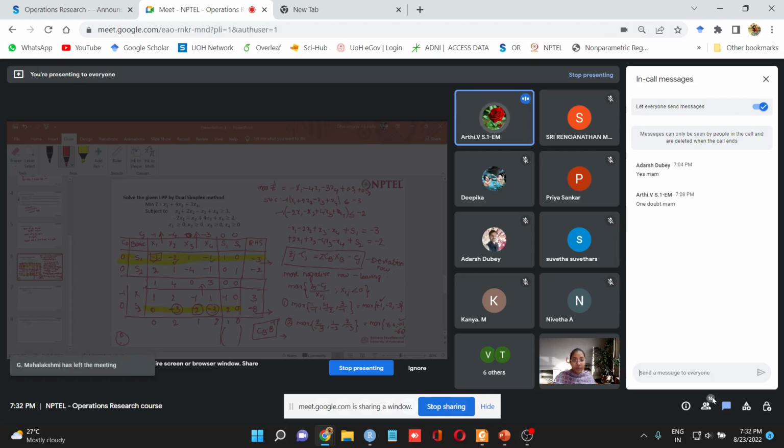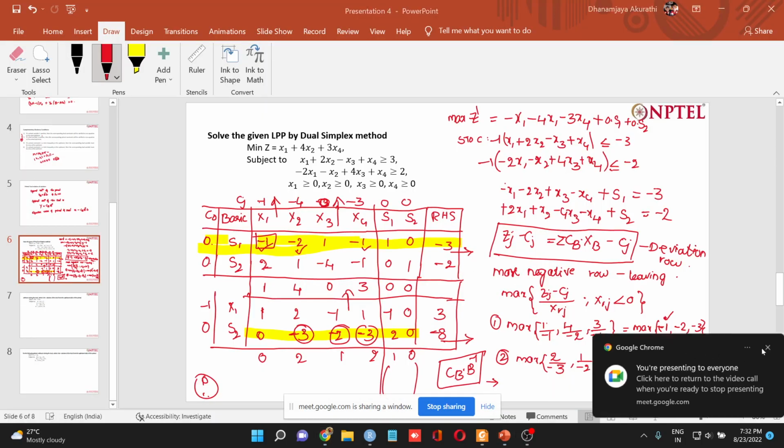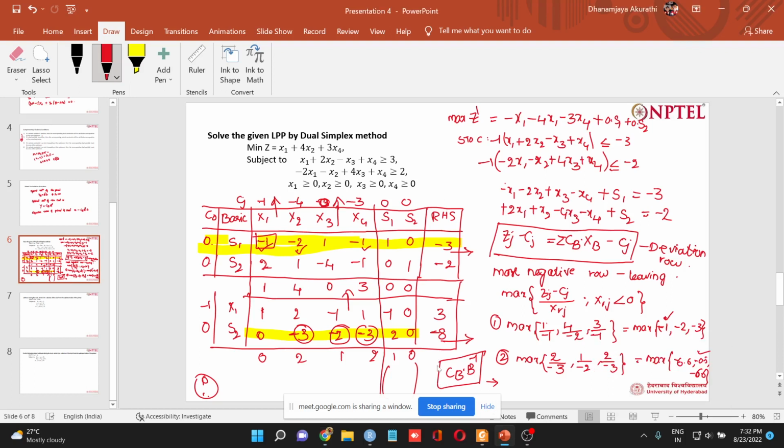Yes, ma'am, one doubt. If the RHS column has all positive values, ma'am, then what can I do? That would be the end of the iteration, the end of the dual simplex method. The dual simplex method ends when all of the RHS values have positive signs. That is the indication of the ending of this method. Are there any other doubts? But the net evaluation non-negative. What?